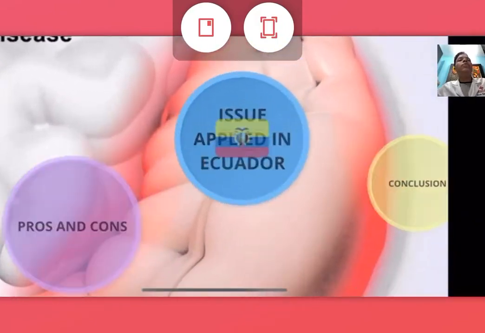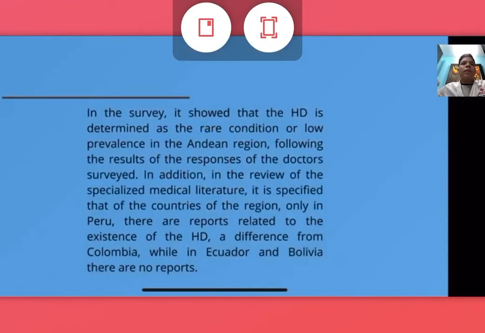Well, the survey applied in Ecuador showed that Hirschsprung disease is determined as a rare condition or low prevalence in the Andean region, following the results of the responses of the doctors surveyed. In addition, the review of the specialist medical literature specifies that of the countries of the region, only in Peru there are reports related to the existence of Hirschsprung disease, different from Colombia, while in Ecuador and Bolivia there are no reports.